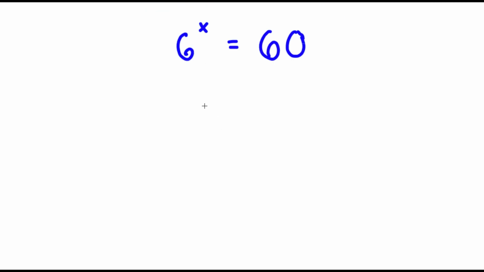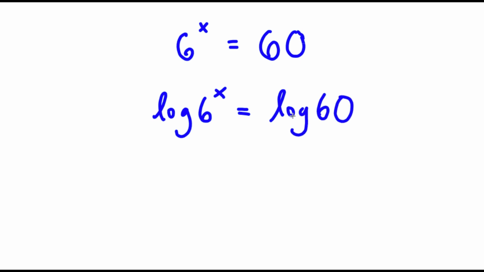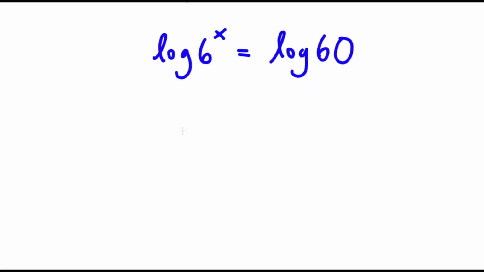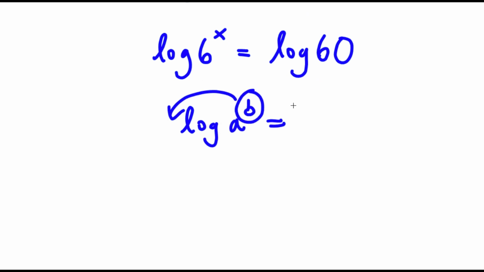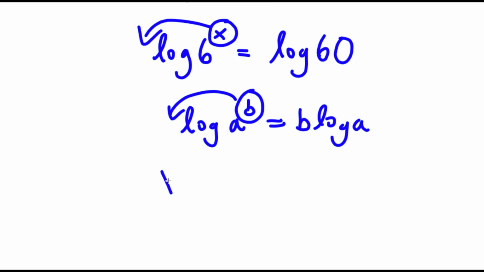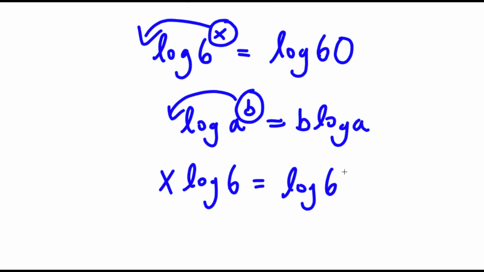Alright, so in this problem, I have 6 to the power of x is equal to 60. So to solve this, I'm going to first start by taking the log on both sides. So I have log 6 to the power of x is equal to log 60. Now, if I have something in the form log a to the power of b, I can move this exponent b to the front. So this is going to equal b times log a. So in this case, I have log 6 to the power of x, and I can move x to the front. So now I have x times log 6 is equal to log 60.